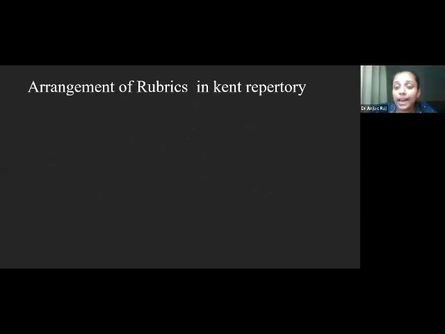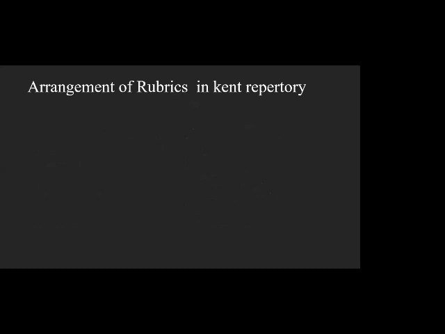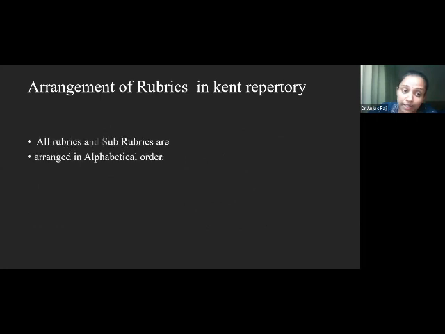Next, we go into the arrangement of rubrics. What do you know about the Kent's arrangement of rubrics? STME. Okay, it is alphabetically arranged. All rubrics and sub-rubrics are arranged in alphabetical order, and also STME, that is site, time, modality, and extension.